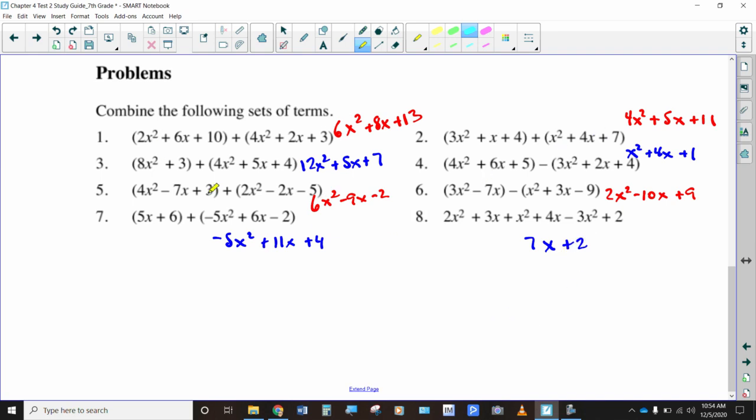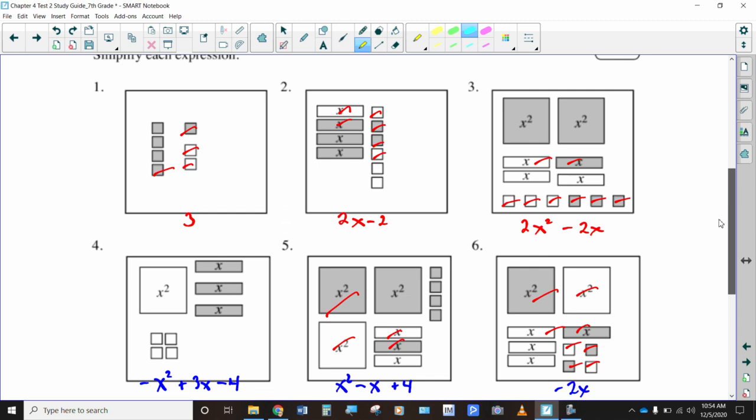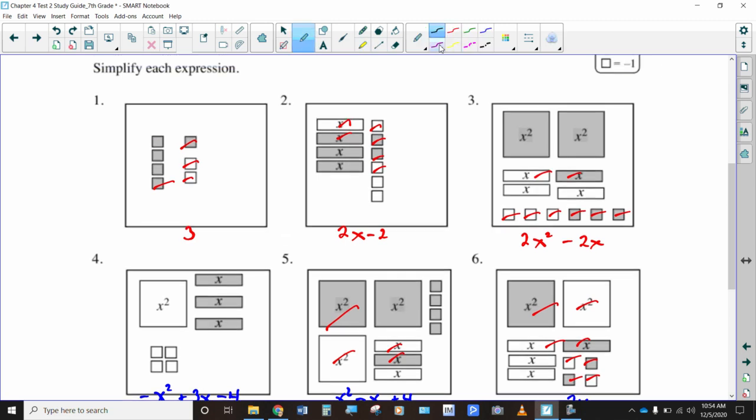All right, if you wanted me to work out any of the others that I did not work out, just let me know. I'd be happy to do that. But I'm going to move on to the second page. Okay. So on the second page, they show you some models here. And it's often a good idea, even though I didn't show it here, to actually write out the expression first and then simplify it using your zero pairs.